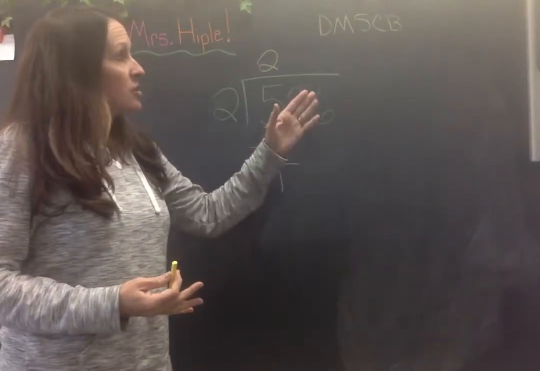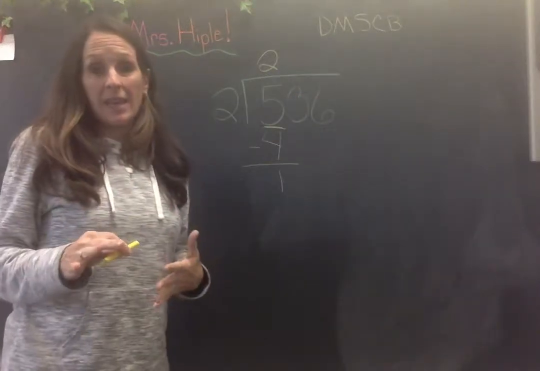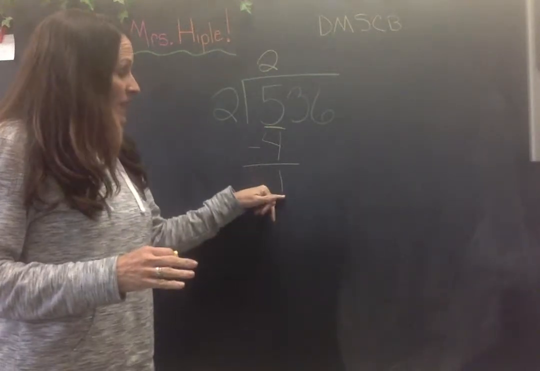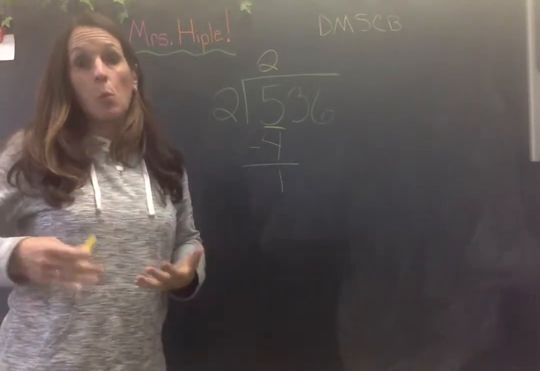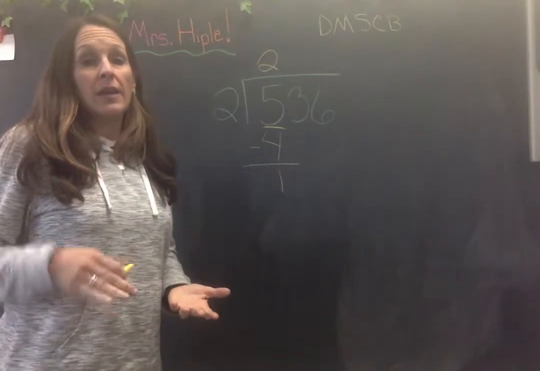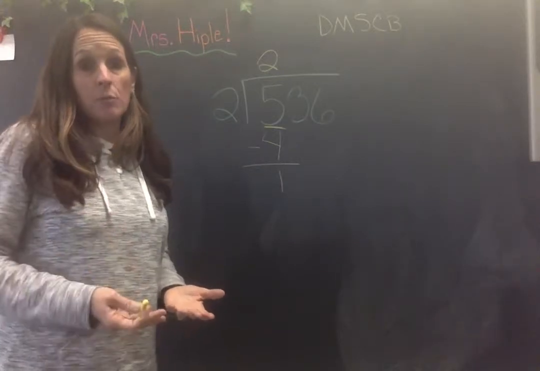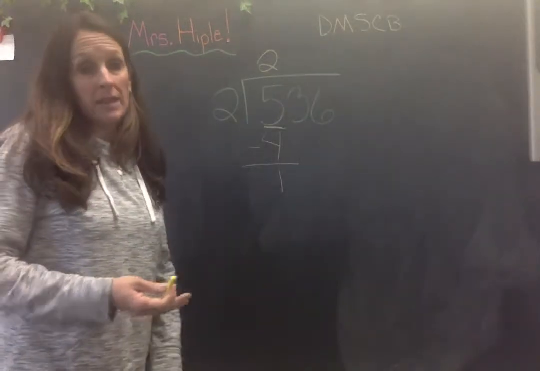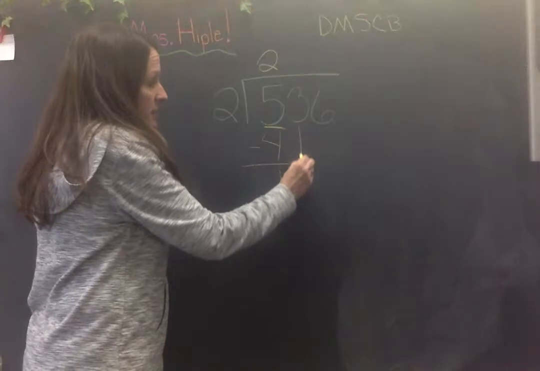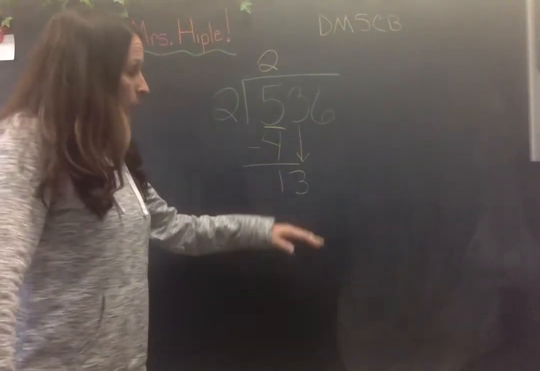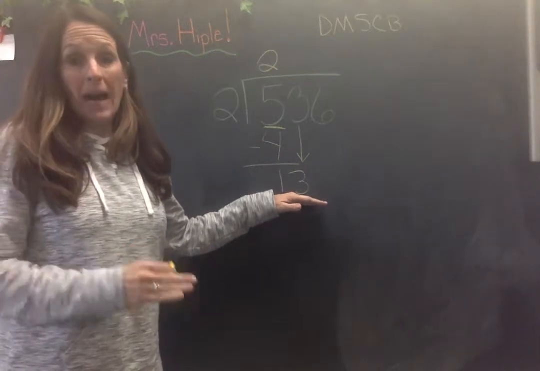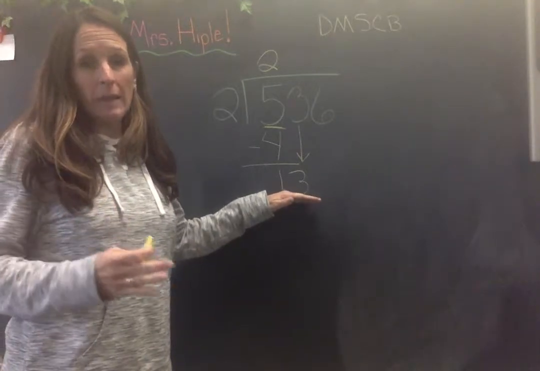My next step is to check. What I'm checking is to make sure that this number here is smaller than this number here, and it is. 1 is less than 2. So if it is smaller, I can keep moving. Bring down is my next step. I bring down the next number. Now, I'm working from the bottom numbers. Sometimes that confuses people, but now I'm working here.